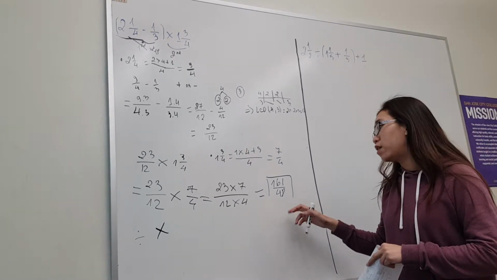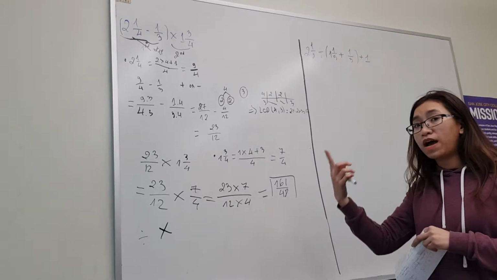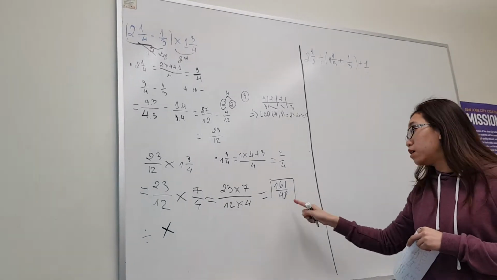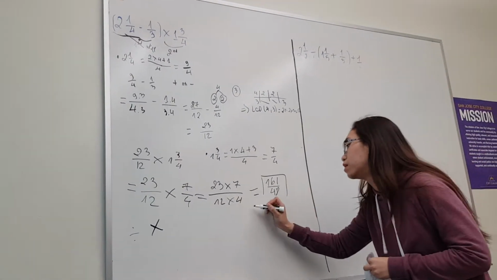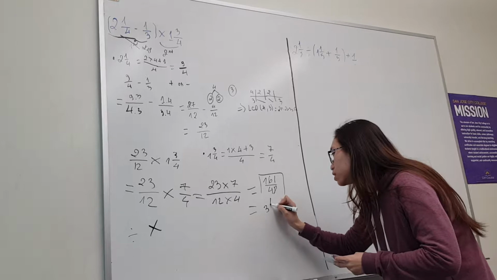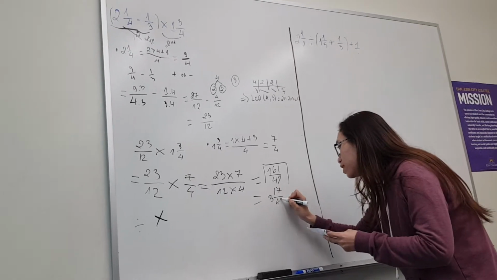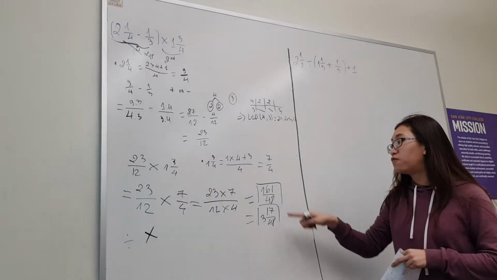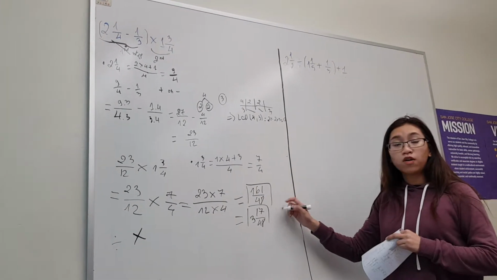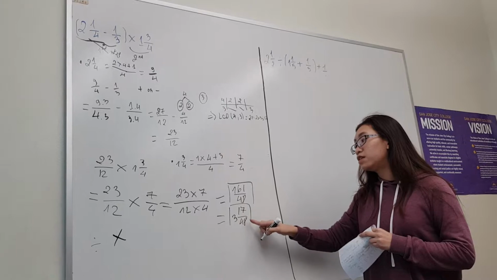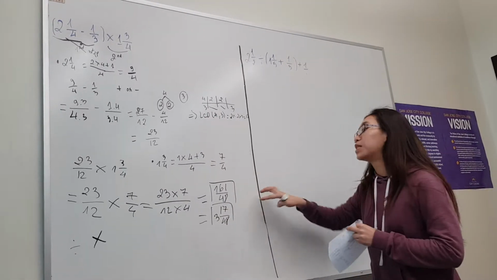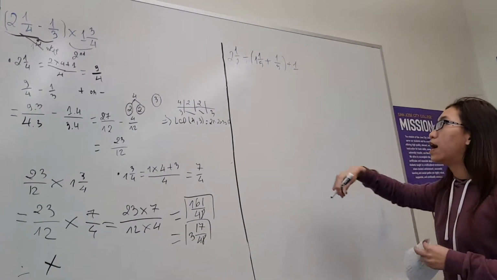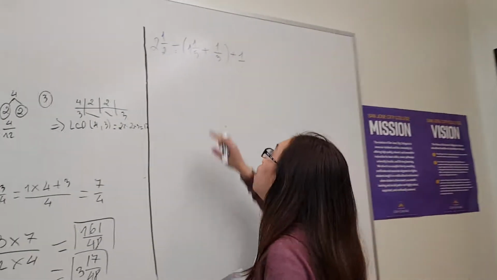Or if you don't want this one, you can write another. It means you can write a mixed number, and you change this one to 3 17 over 48. I verify my answer by two answers. The first one, 161 over 48, or 3 17 over 48. The same answer. Now let's do another example.